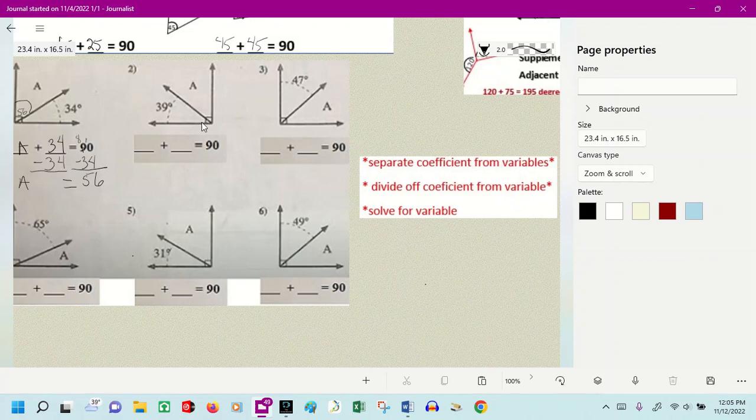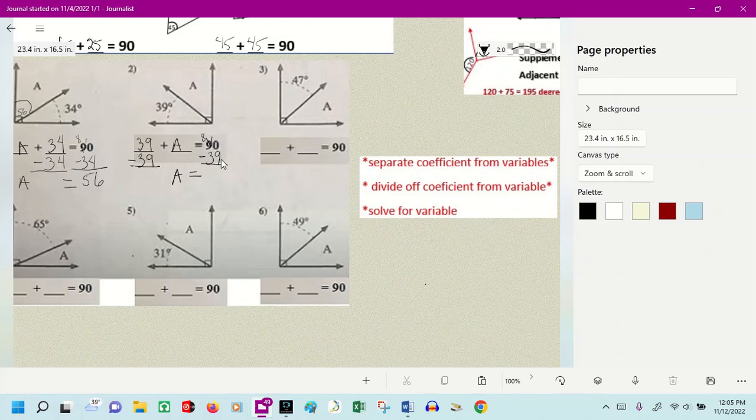Always follow the simple instructions. We're going to plug in our givens first. We have a 39. We have an A here. Okay, now what are we to do? Separate our coefficients from the variables first by taking the opposite of the coefficient. If we do it on that side of the equation, we must do it on this side of the equation as well. And we would take the opposite. 39 minus 39 is 0. We will bring down our A, bring down the equal sign. 90 minus 39 is, that leaves our 8.